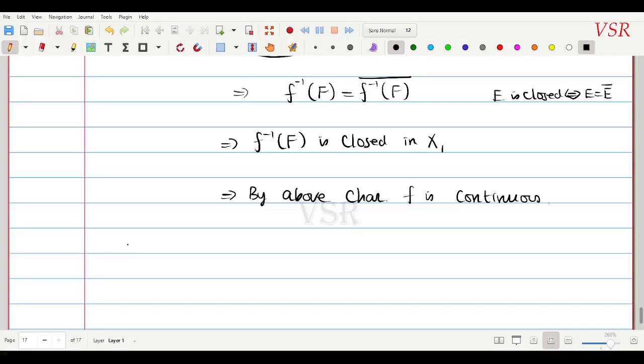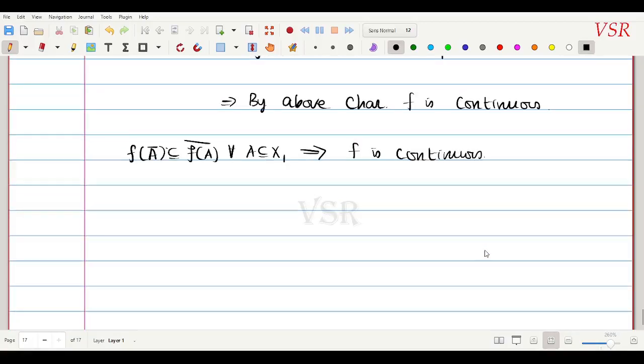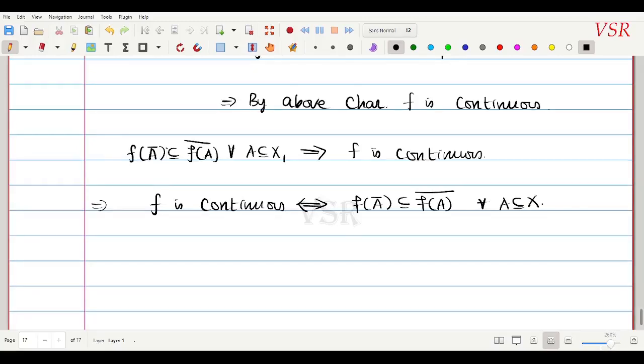Okay, that is F of A closure, which is a subset of F of A, the whole closure for every A subset of X1. This will imply that F is continuous. So hence this implies that by first part or second part சேர்த்து ஒரே இதில் எழுதுறேன். So F is continuous if and only if F of A closure, which is a subset of F of A, the whole closure, for every A subset of X1. Okay, so these are all the 4 characterization of continuous function.